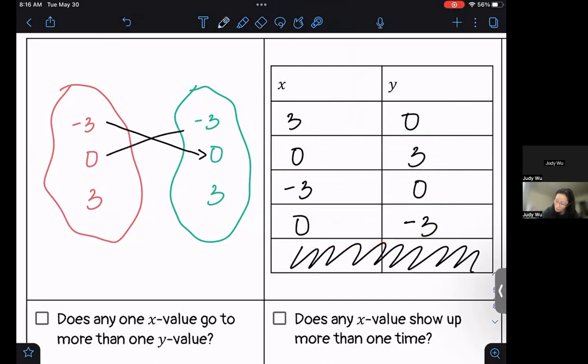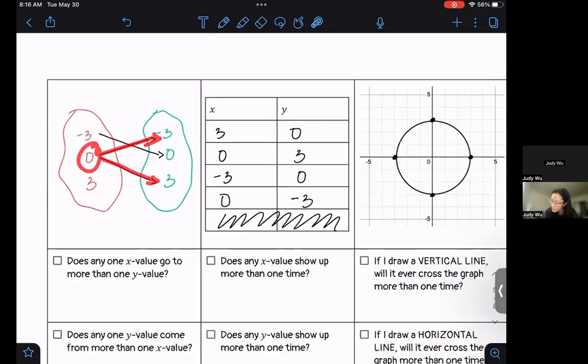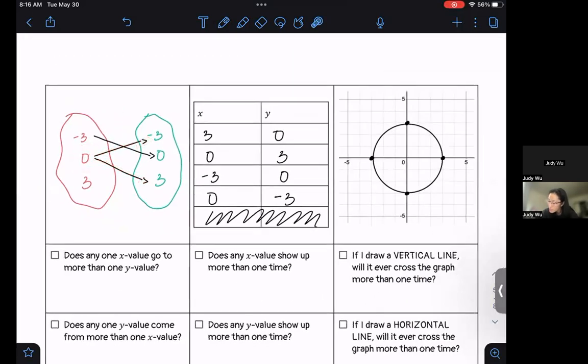0 goes to -3 and 3. Now, I bet some of us can already say, whoa, Judy, let's stop right there. We actually already know that we don't have a function, because this single x value goes to 2 different y values. And maybe some of us had already seen that when we were looking at the picture. If we drew a vertical line, it's going to cross more than one time, right?